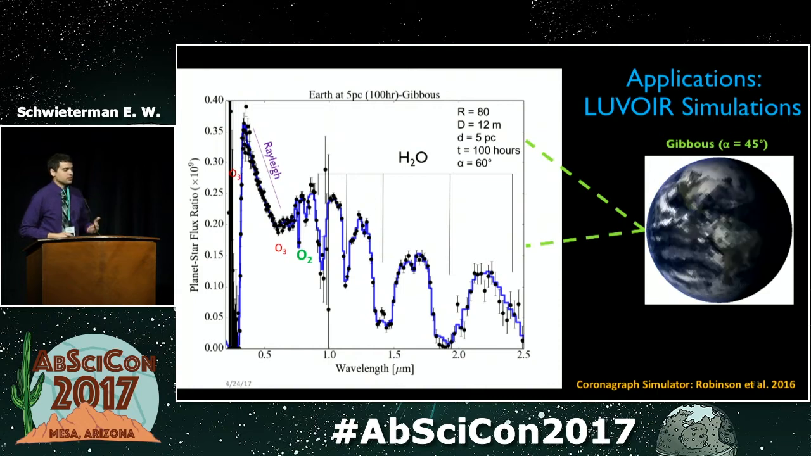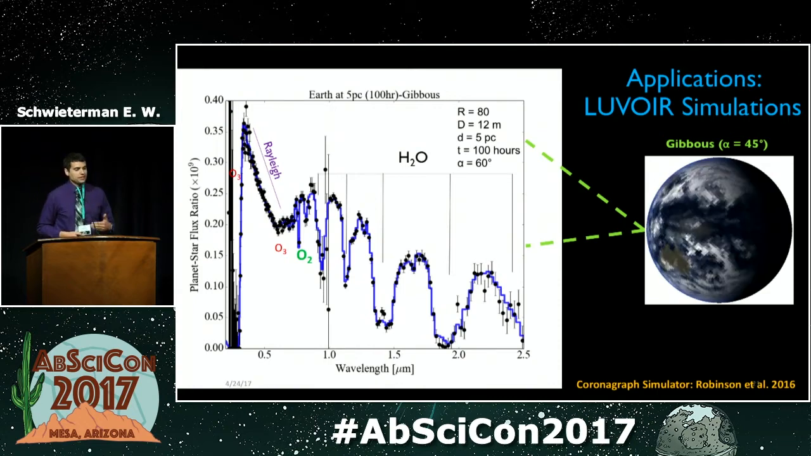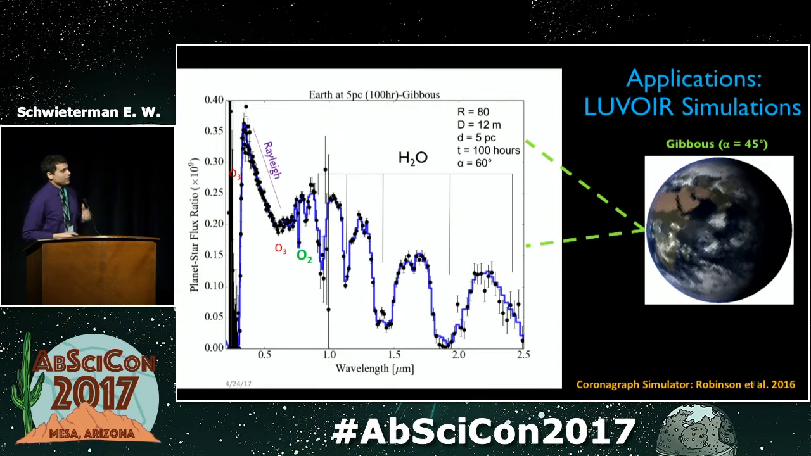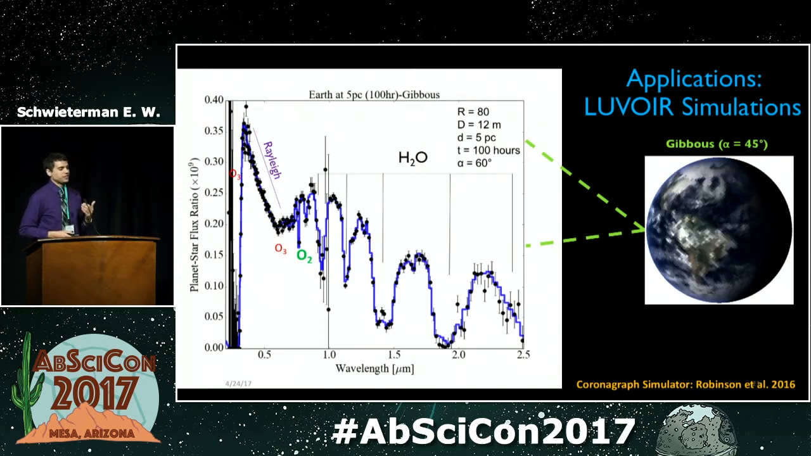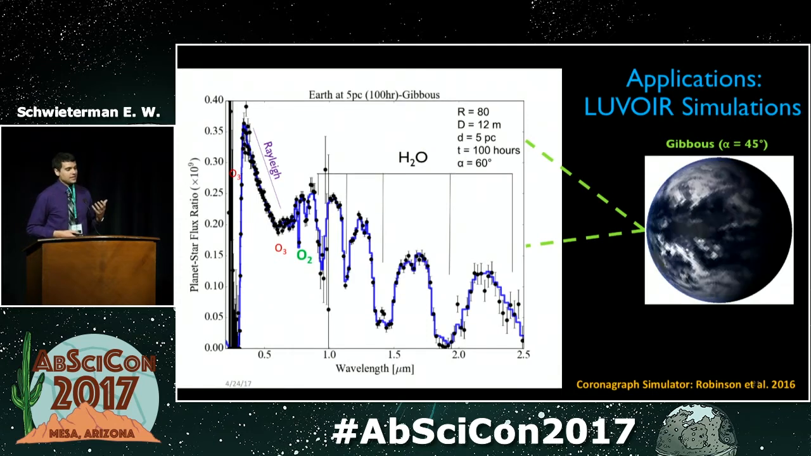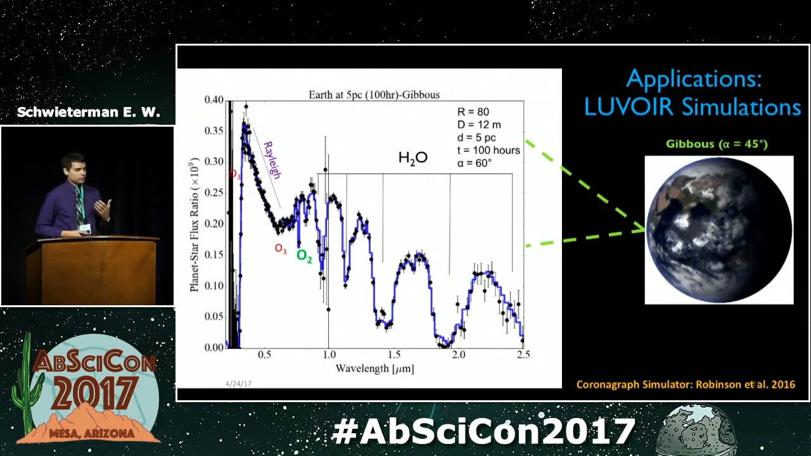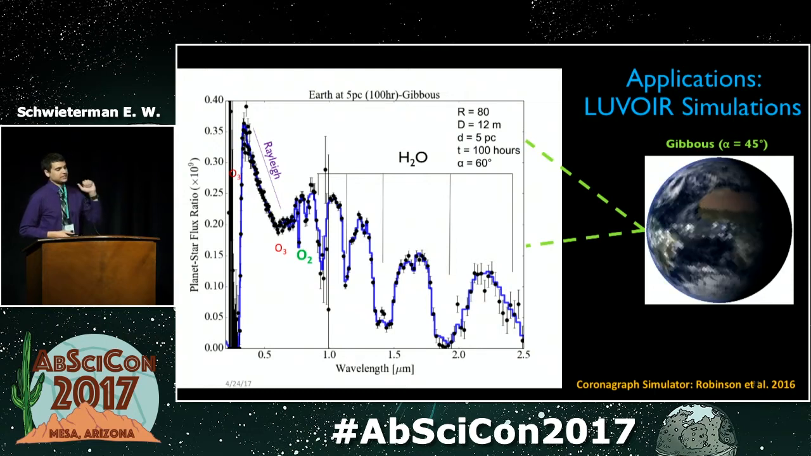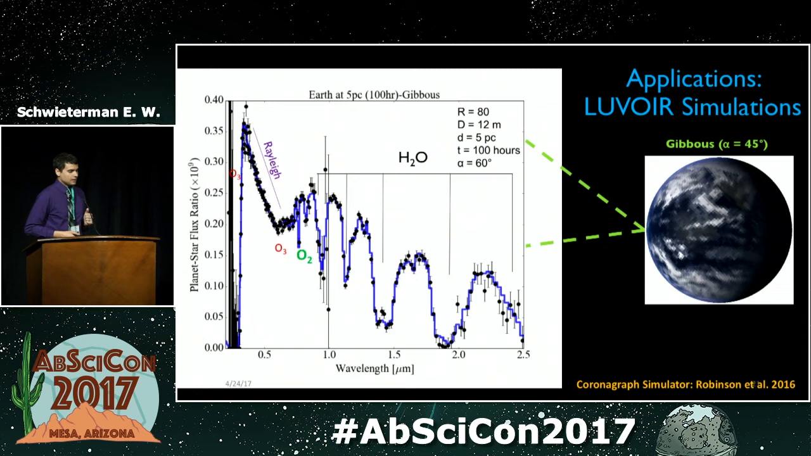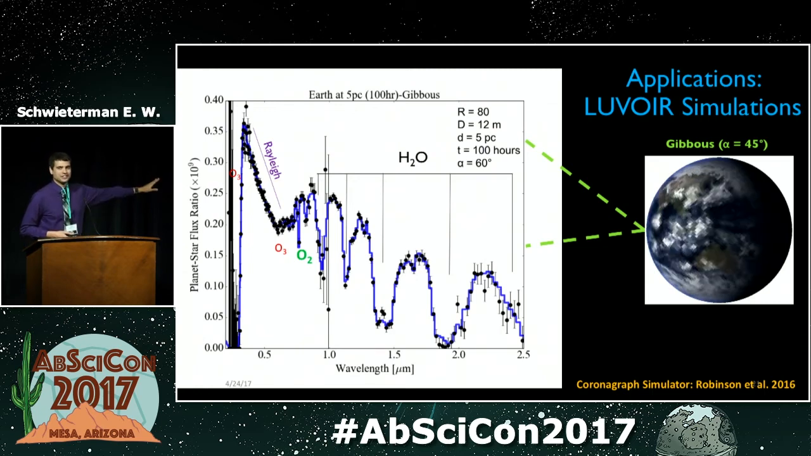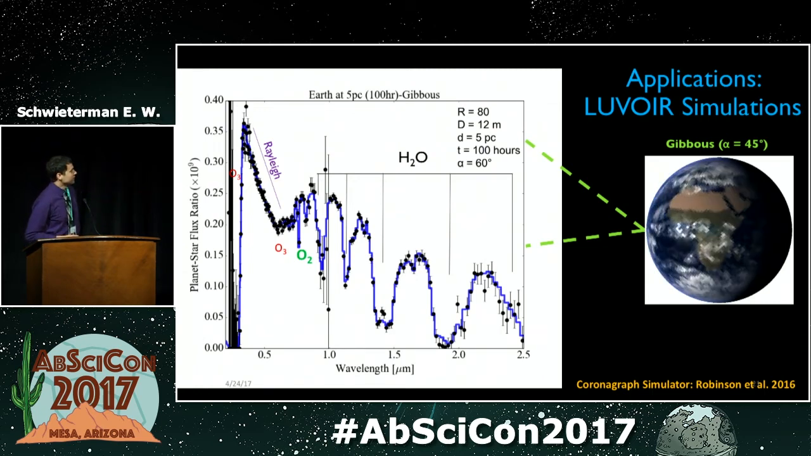So if you look at a gibbous phase, our error bars have shrunk a little bit. I should say that the parameters we assumed for this were a spectral resolving power of 80, mirror diameter of 12 meters, and distance of 5 parsecs. And this is for a 100-hour integration. So 100-hour integration gives you these error bars with the 12-meter telescope.